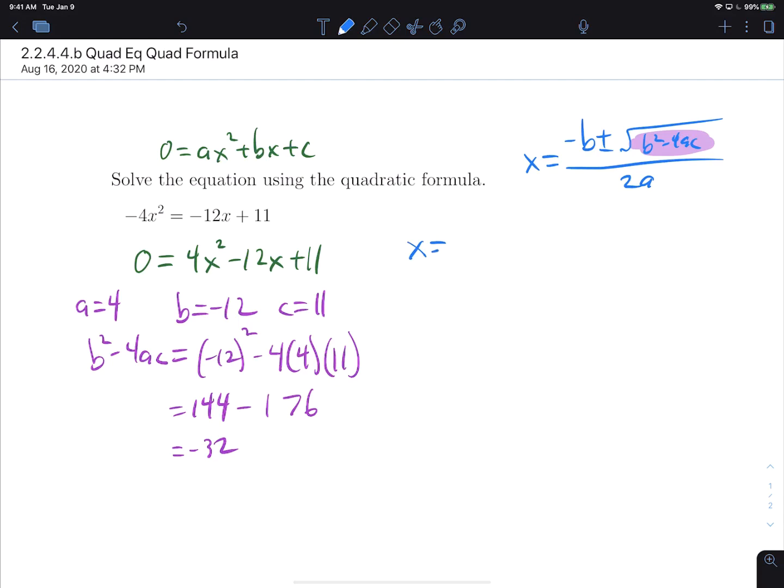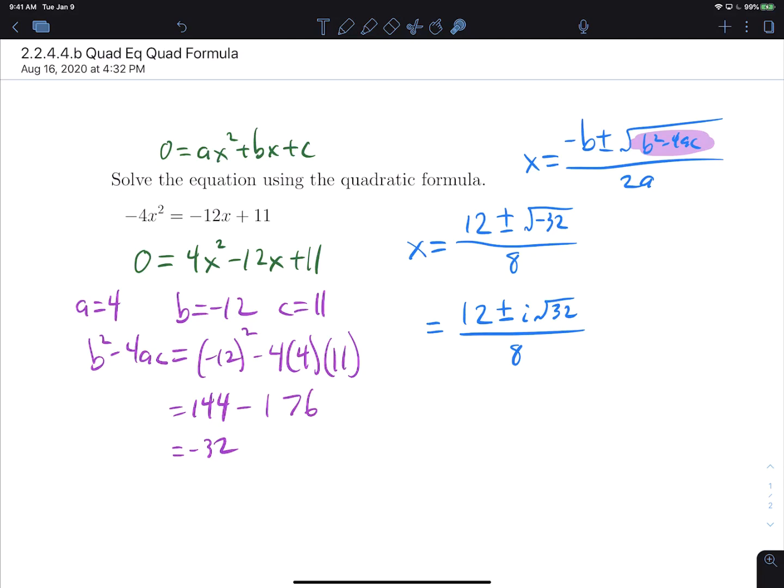If we plug all of the stuff in, negative b is the opposite of negative 12, which means positive 12, plus or minus the square root of the discriminant negative 32, all over 2 times a, and a is 4, so 2 times 4 is 8. And then we simplify. We have this negative inside the radical, so we bring the negative outside. So that's going to give us 12 plus or minus i root 32 all over 8.